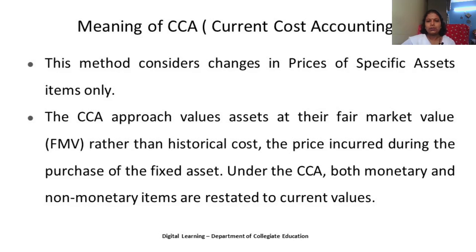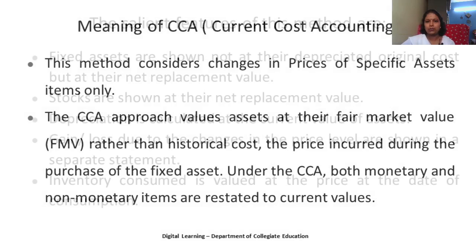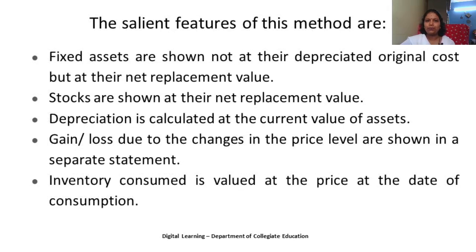Okay, so next we will go into what are the features of this method. Fixed assets are shown not at the depreciated original cost but at their net replacement value. So fixed asset minus depreciation, we used to show it in CPP. In this method, fixed assets are shown not at less depreciation but at replacement value. Suppose you have to buy a new asset, what would be the value of that? That replacement value is what they are going to show for the fixed asset.